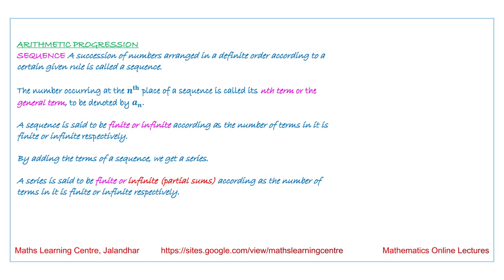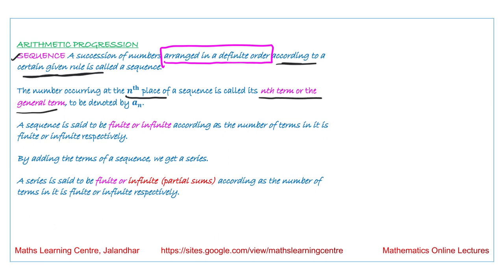The first definition we have over here is the definition of a sequence. A sequence is a succession of numbers that are arranged in a definite order according to a given set of rules. That is called a sequence. And the number occurring at the nth place of the sequence is called the nth term or the general term, and it is denoted by an.